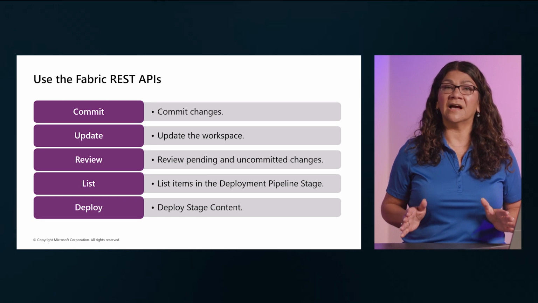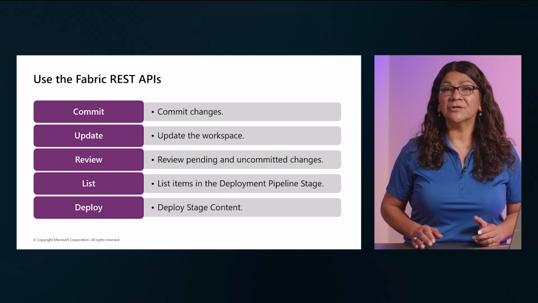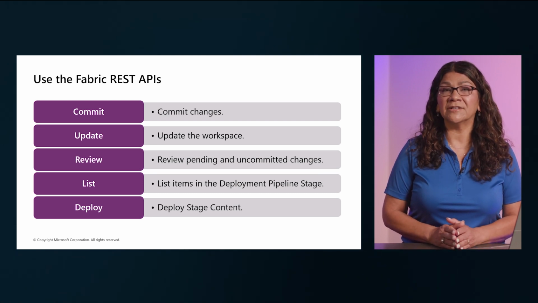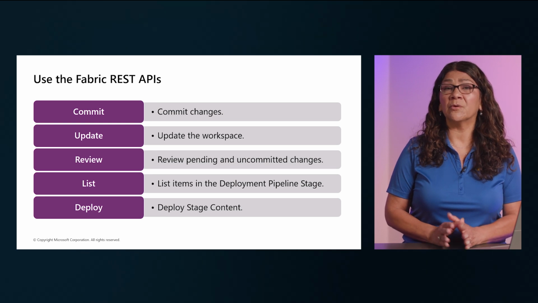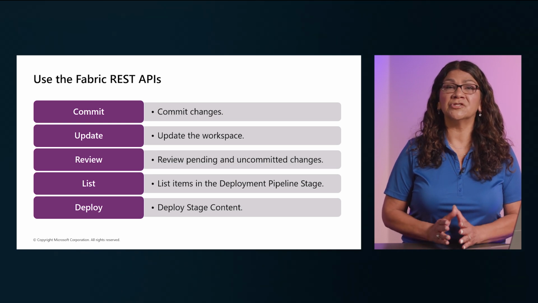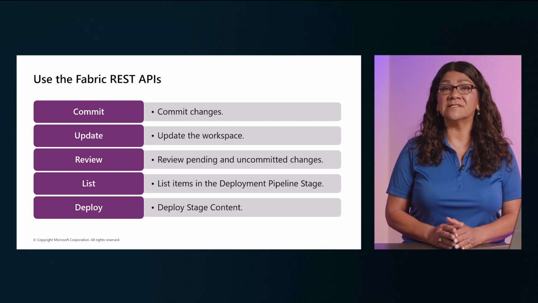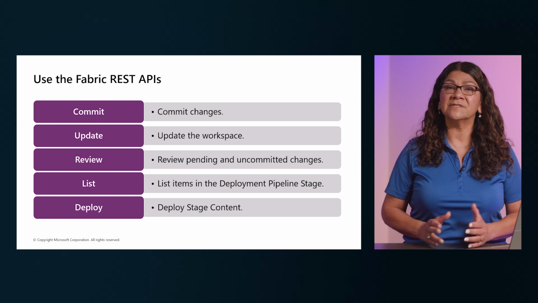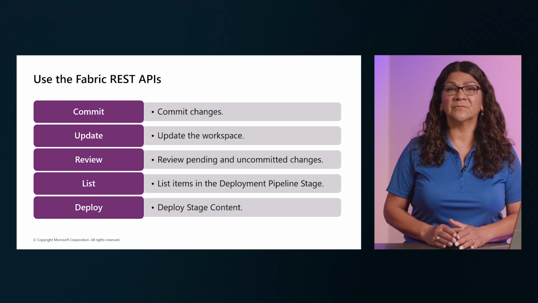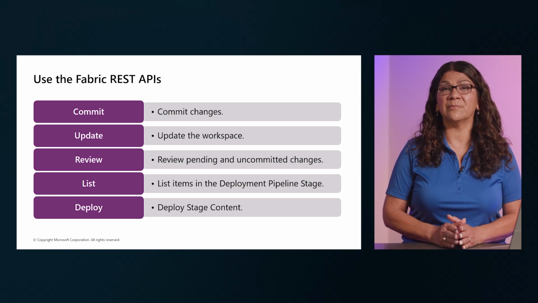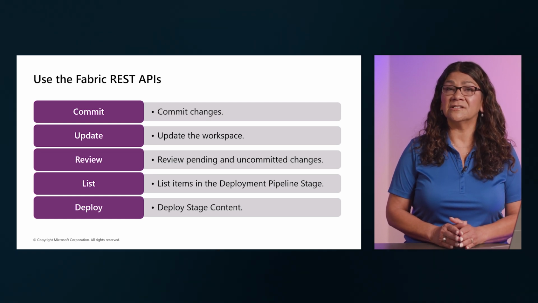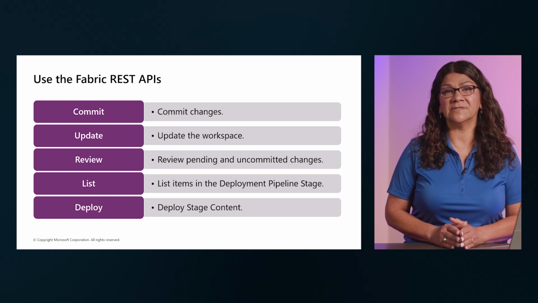Use the Fabric CICD REST APIs to commit the changes made to the workspace to the connected remote branch, or to update the workspace with commits pushed to the connected branch, or to see which items have incoming changes and which items have changes that weren't yet committed to Git with the Get Status API. It can also be used to list deployment pipeline stage items or to deploy stage content and more.